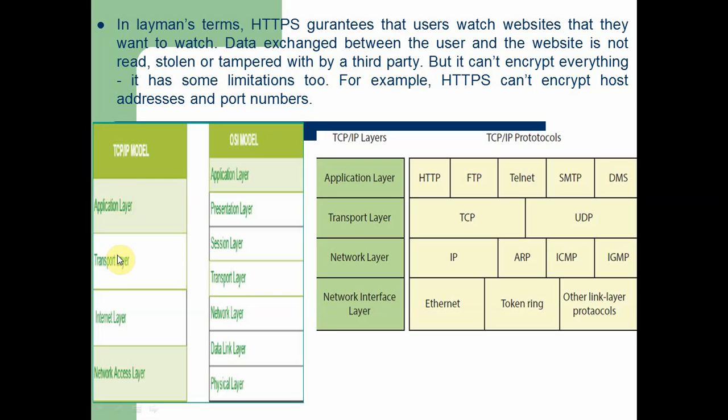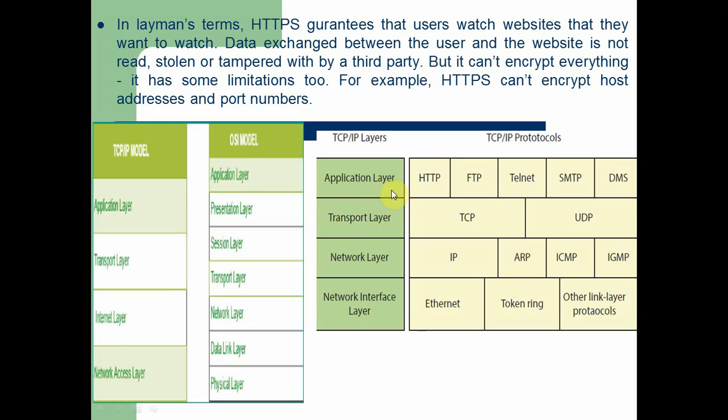So here you can see the different layers used in the different models. In TCP/IP you can see four layers which we already discussed: application layer, transport layer, internet layer and network access layer. Whereas in the OSI model we can see application layer, presentation layer, session layer, transport layer, network layer, data link layer, physical layer. So in the OSI model we have 7 layers. In the TCP/IP model we have only 4 layers. So TCP/IP layers and their protocols are classified here.